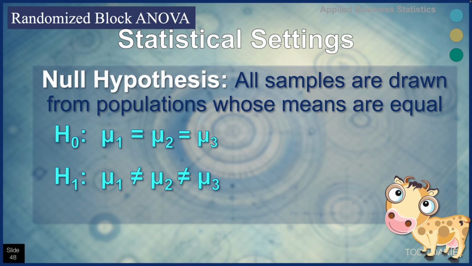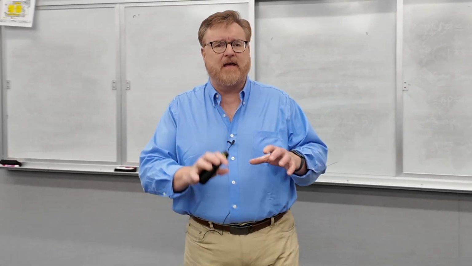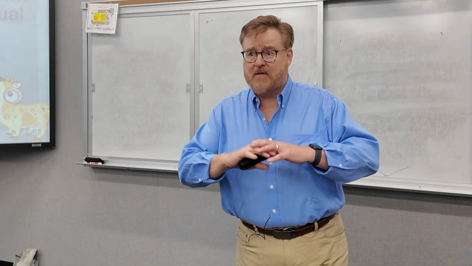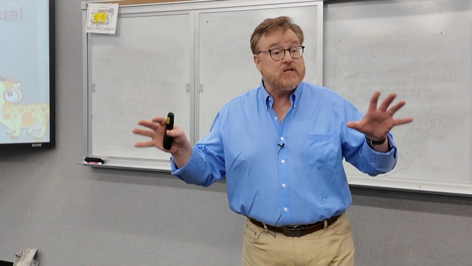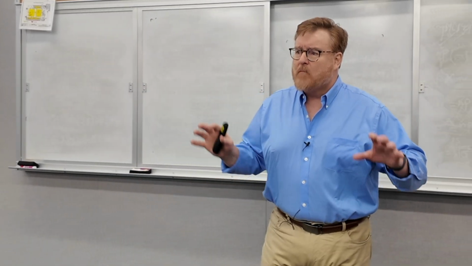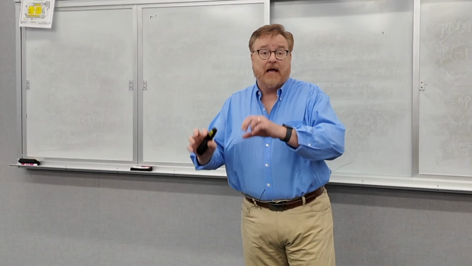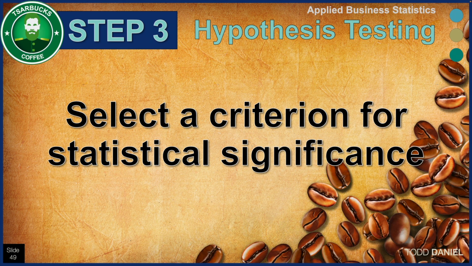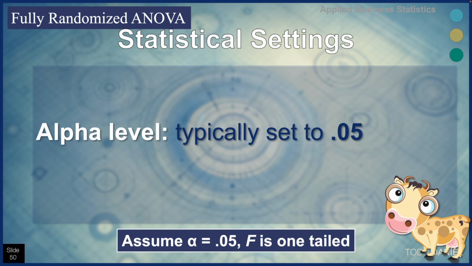And what we are saying is that there will be differences in there somewhere. One of these growing seasons is going to be better than one of the others. We don't know which one, we're not establishing a direction, but we're wanting to test: is there a difference in yield based upon the growing season? For step 3, we'll select the criterion for statistical significance. And as we usually do, we're going to keep our alpha level set at 0.05.